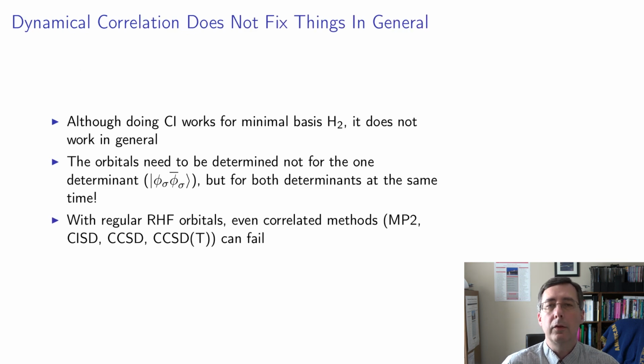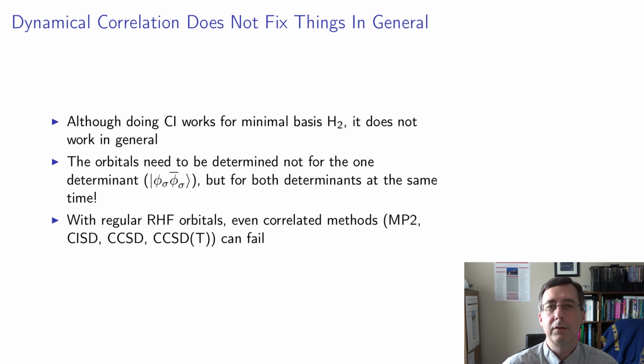Great. So you might say, well, let's just do CI on everything. And that would work great if you do the full CI and include all possible determinants, but we normally can't afford that. So then we run into some problems. The other thing is that I need to determine the orbitals correctly. In my minimal example, the orbitals fall out from symmetry. They have to be plus and minus combinations of the atomic orbitals. In larger basis sets, that no longer is true. So how do I get my molecular orbitals?